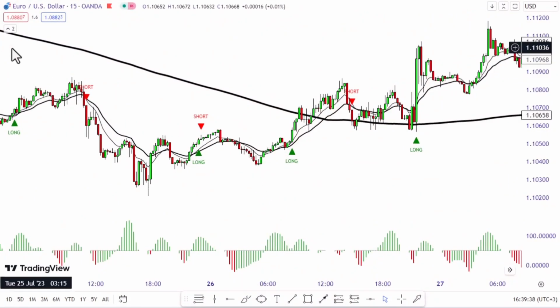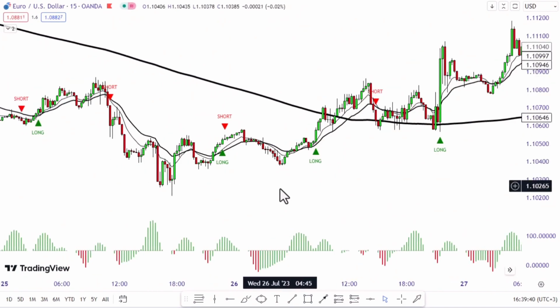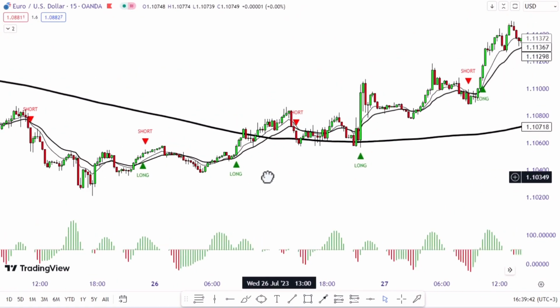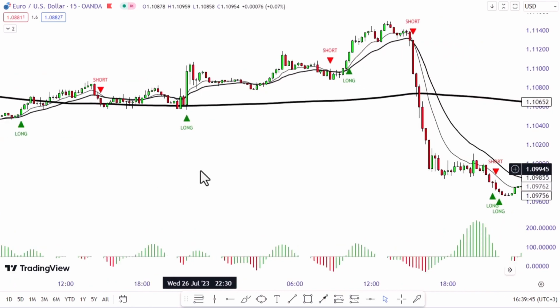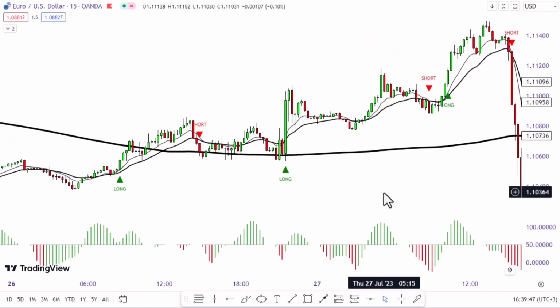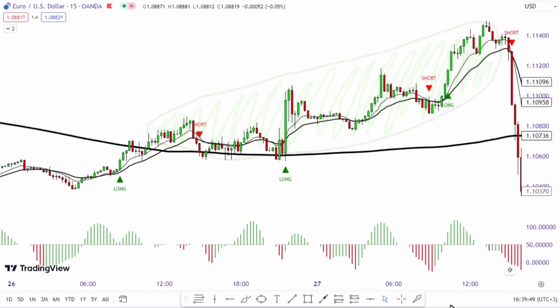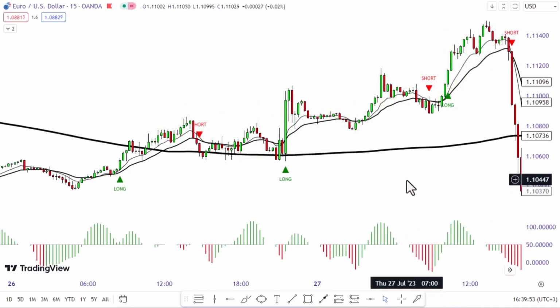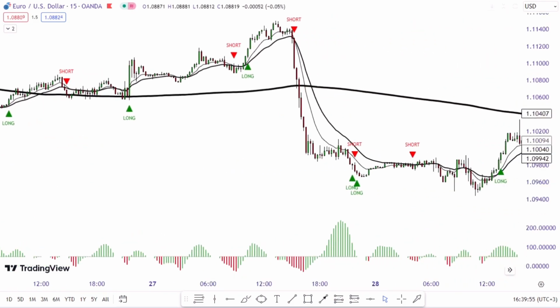Now let's decode the trend. Take note of where the 10 and 20 EMAs are in relation to the 200 SMA. If they're above, it's a bullish sign. If below, it's bearish. And if the 10 and 20 EMAs are just hanging out flat, it's a no trade zone.